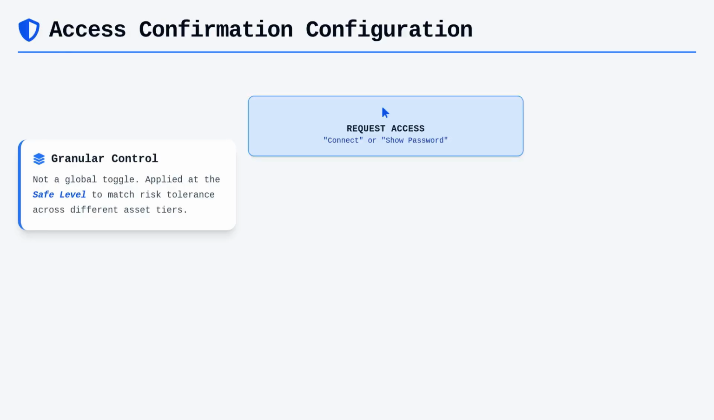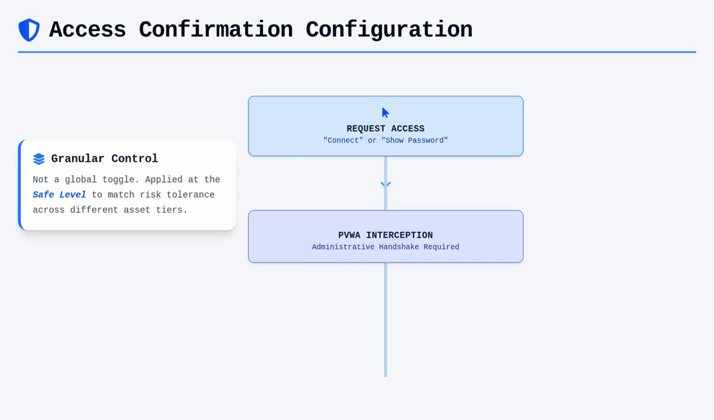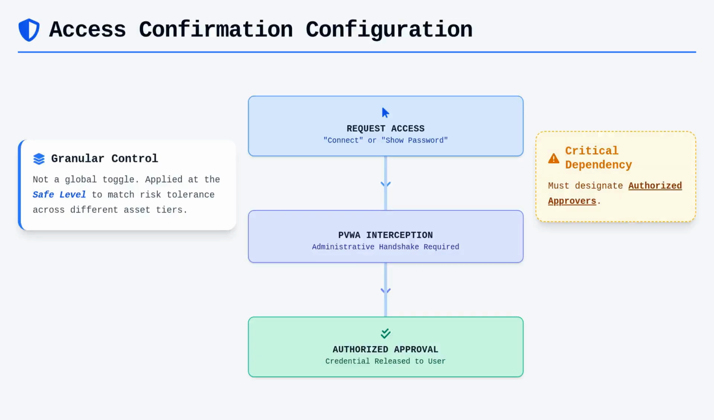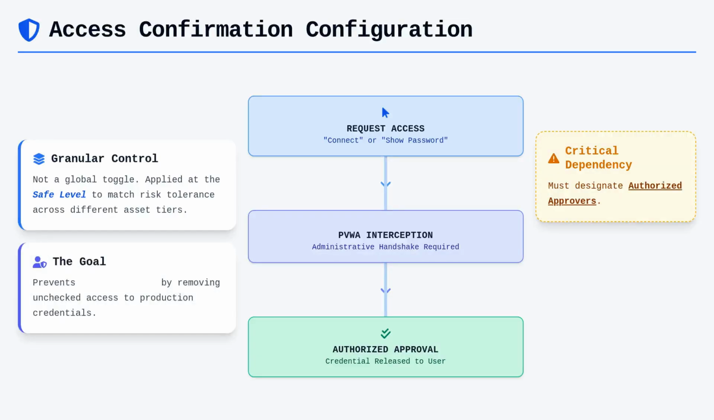Once enabled, the standard behavior of clicking Connect or Show Password changes, forcing the CyberArk PVWA to intercept the request and route it to configured approvers. You must designate specific users or groups as authorized approvers for that particular safe, and these individuals receive notifications via the PVWA dashboard to review the pending request.